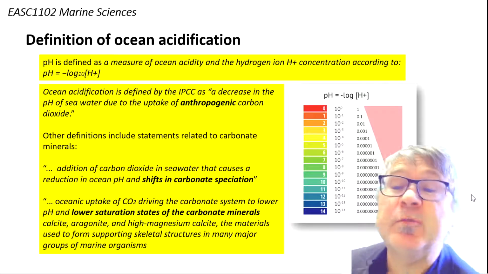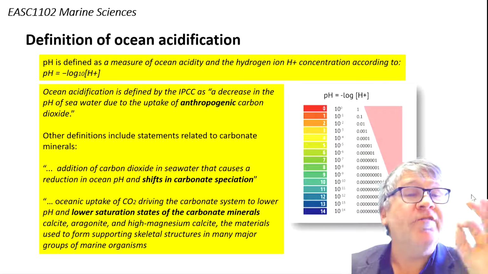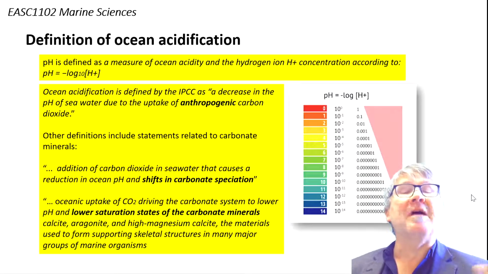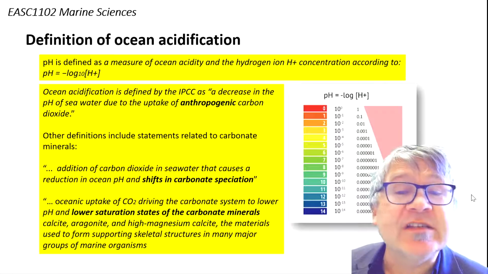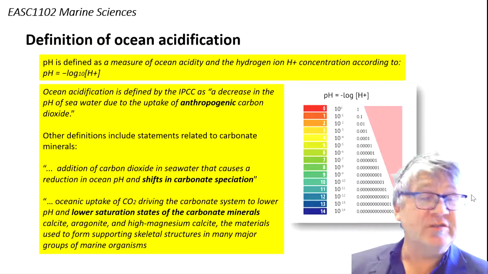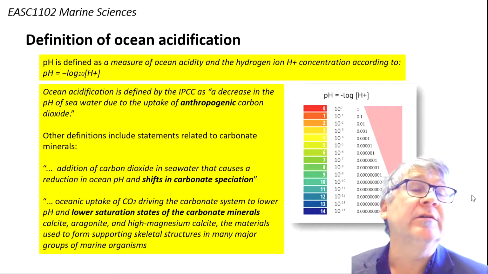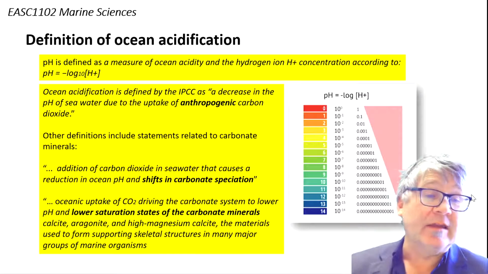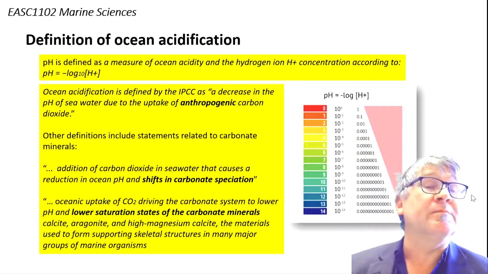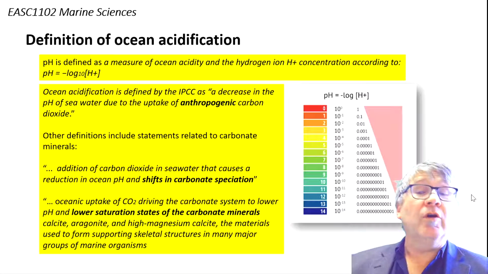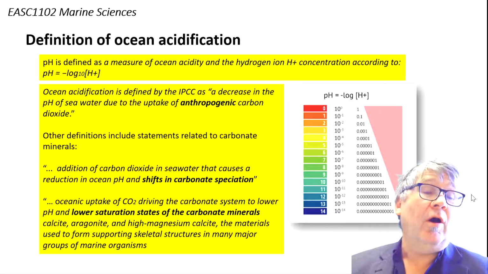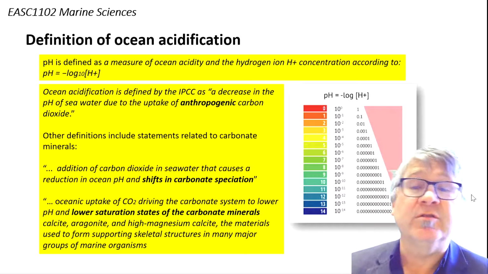So it all starts with the definition of pH. pH is defined as a measure of ocean acidity, the hydrogen ion concentration that we call H+, and it can be calculated with a formula. pH is minus the logarithm, to the base of 10, of the H+ concentration.